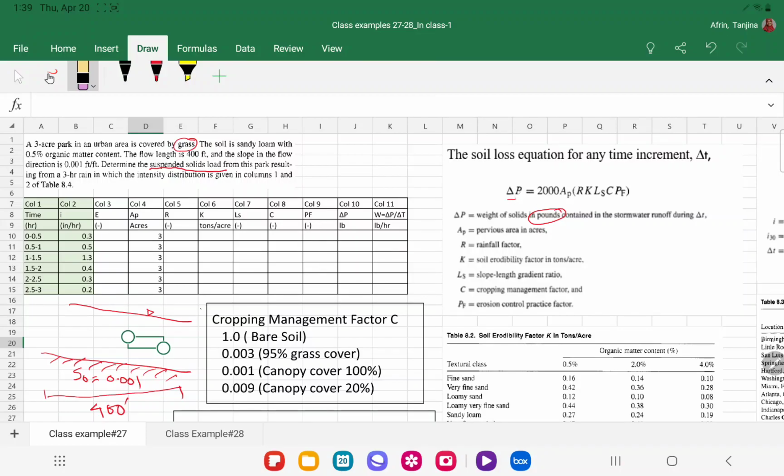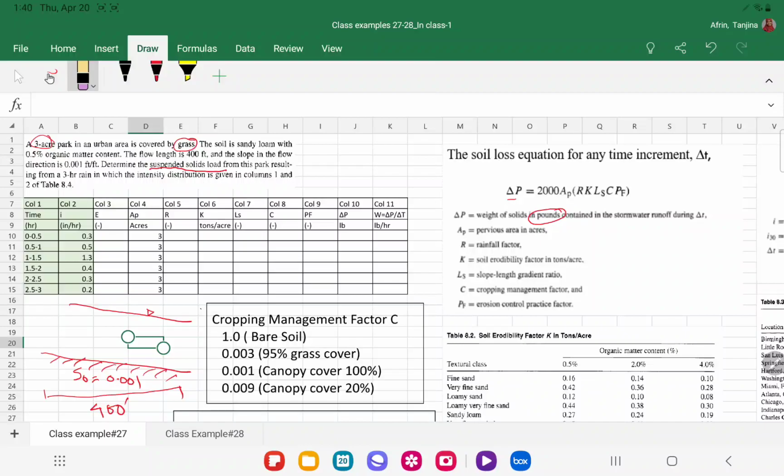Since we are trying to find delta P, we need to find A, R, K, LS, C, PF, so many factors. I already set up the table here. For your copy it's not there, so you need to type that one. We are trying to find delta P, and then we will find the rate of that load, so delta P over delta T. Let's work with delta P. The very first thing is the area, right? So the area is 3, because that was given here, 3 acres. What is R, what is K, what are LS, C and PF?